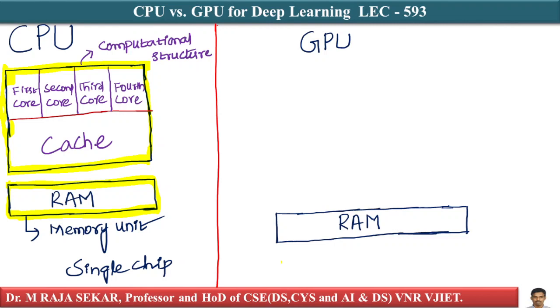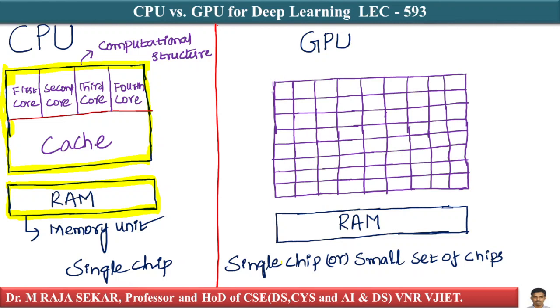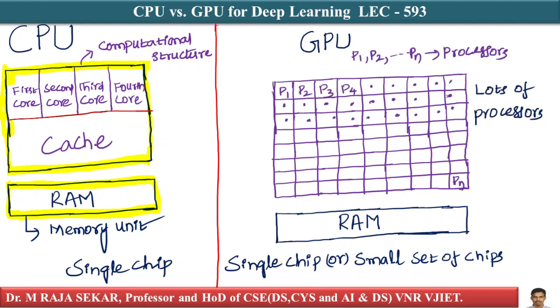This is about CPU. In the case of GPU, you may have a single chip or a small set of chips. Within the GPU, instead of one processor, you see lots of processors. In CPU we kept 4 processors in this example. Instead of 4 processors, you have lots of processors. I am writing P1, P2, P3, P4, and so on up to Pn. All these are processors, isn't it?